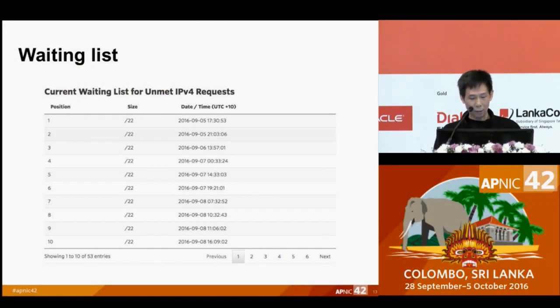This is how the waiting list looks. It has position, size, and timestamp. This list is generated by the system, and the allocation to the list is also automatic. No one can jump the queue.